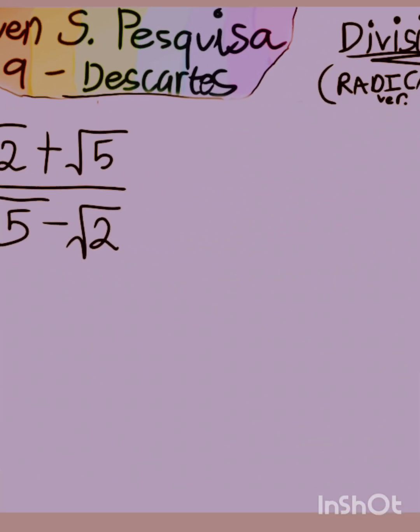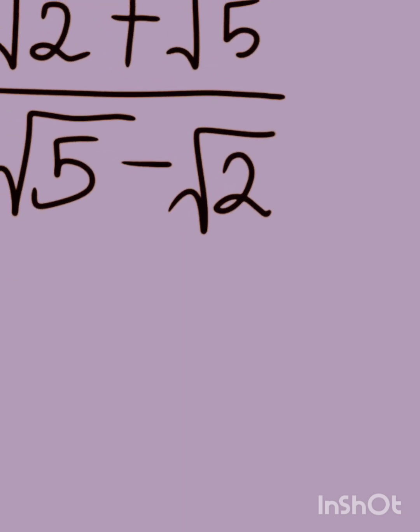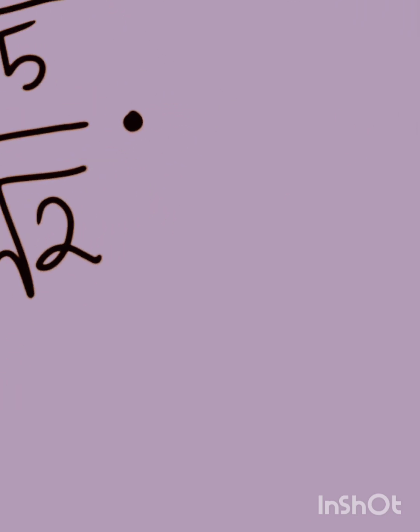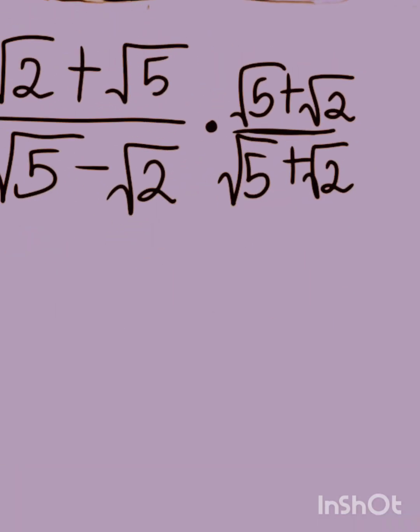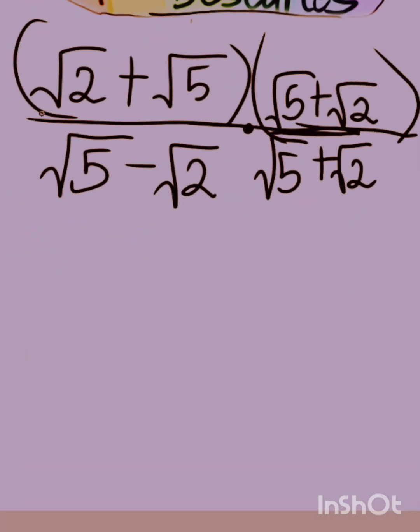Lastly, we shall do the last type of radical, which is the division of radicals. So in this given here, it says square root of 2 plus square root of 5 divided by square root of 5 minus square root of 2. In this given example, we shall multiply it by the fraction, like we copy the denominator but with different signs. So this shall be square root of 5 plus square root of 2, and then copy again square root of 5 plus square root of 2. It should be like this, but with different signs according to the denominator. And then you shall multiply them separately. So we will use parentheses to help us.